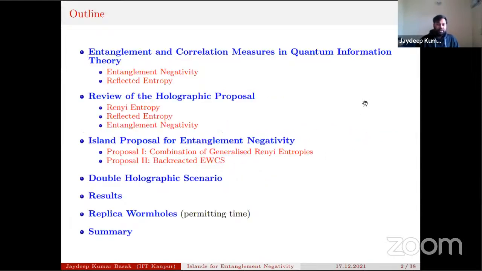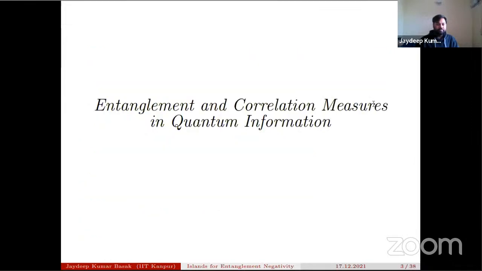This will be the rough outline of my talk, where I will first speak about entanglement and correlation measures in QIT, then a short review of the holographic proposal, and then the main part, which is the island proposal for negativity. I will try to sketch some of the double holographic scenarios. I will try to show some of our results, and if time permits, I will go to the replica part. Otherwise, I am going to summarize my talk.